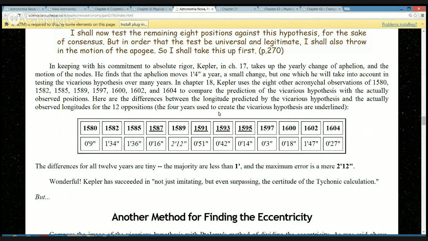You can see on the screen here how far off it was for the different years that the observations were made from. Those last two, 1602 and 1604, Kepler made those observations himself. Tycho was dead. So the first 10 came from Tycho Brahe.